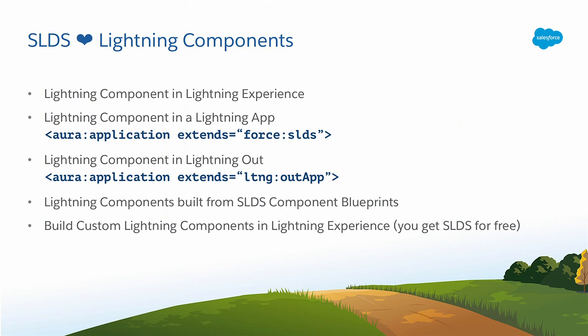You can also enable Lightning Components in a Lightning Out project. The Lightning Components are built from the Lightning Design System's component blueprints, and if you're building from the Lightning Experience, we serve that Lightning Design System CSS framework for free. So if there are any components that you need to make custom, you know that all of the classes and all of the CSS from SLDS is available for your consumption.